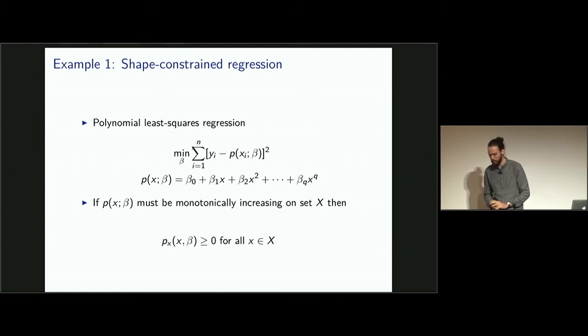The first example is what I should have done in my honors thesis. If you do a polynomial least squares regression and you want to include a shape constraint, such as monotonicity, so the squiggly line always increases, you can formulate that as a semi-infinite program where the constraint is on the derivative. The subscript x just means the partial derivative with respect to x. So the derivative of the polynomial, which is just a standard derivative because usually the coefficients are fixed, is greater than zero for all x in some domain that you want the polynomial to be monotone over.